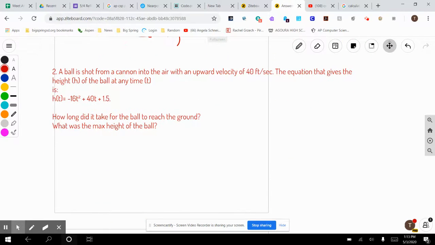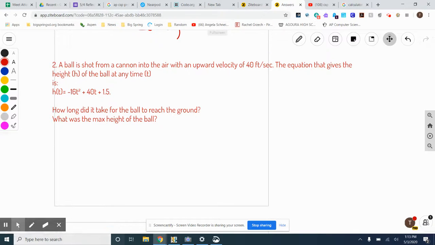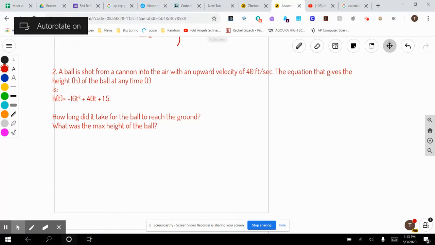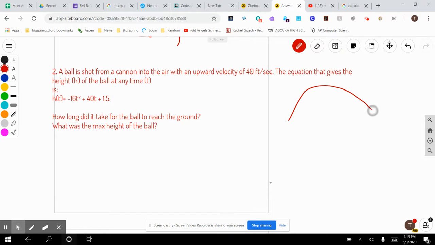For the second one here, how long did it take for the ball to reach the ground? When you think about this, think about the shot is going to look something like this. And we all know I'm not the best drawer. That's the ground. So really what we're looking for here is the 2 zeros.